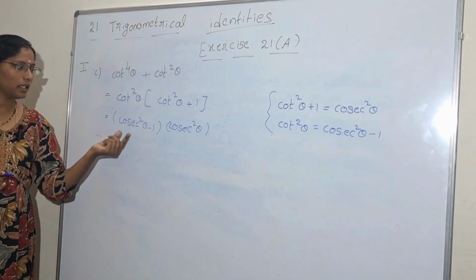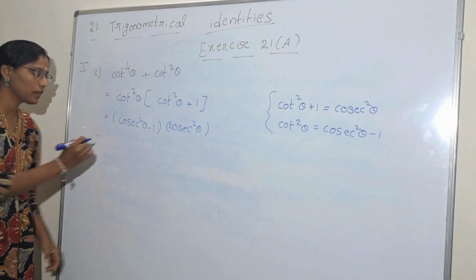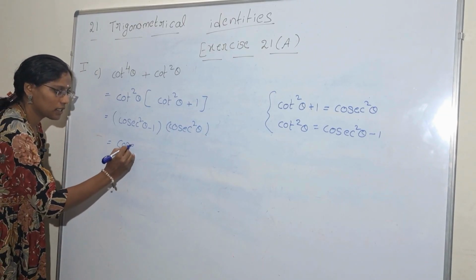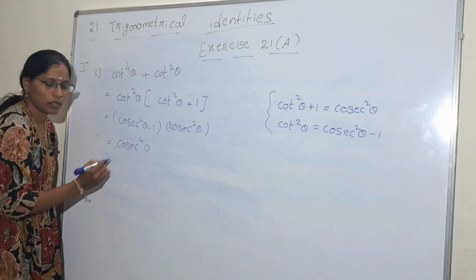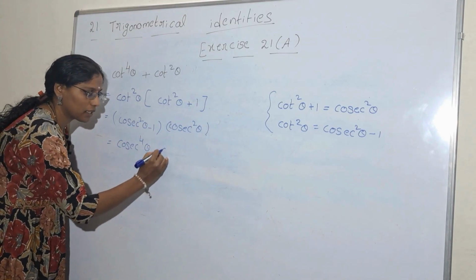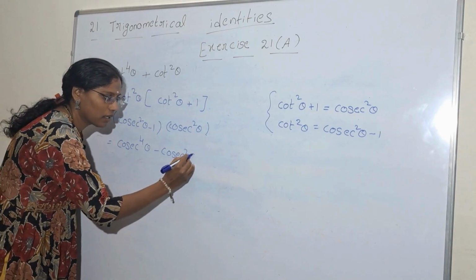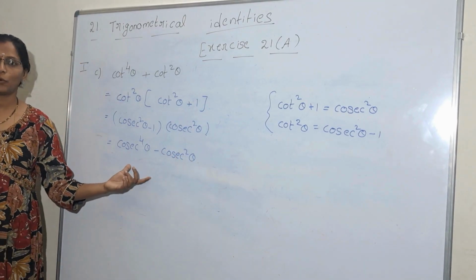These two you should multiply. Cosecant square theta into cosecant square theta. Cosecant square power 4 minus 1 into cosecant square theta. Cosecant square theta. Hence proved.